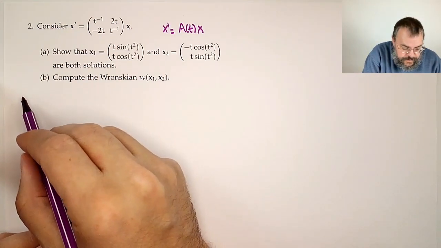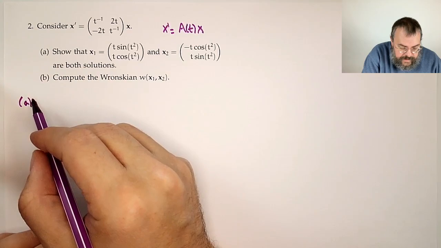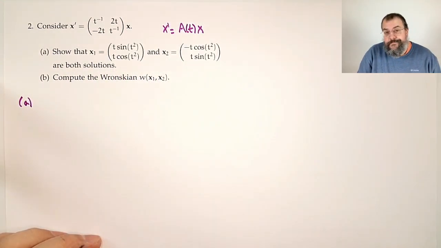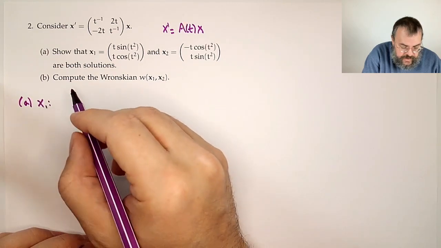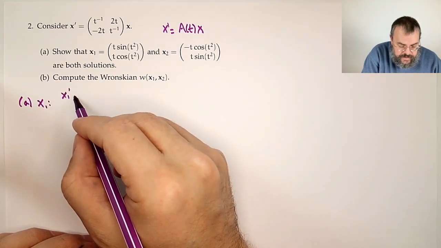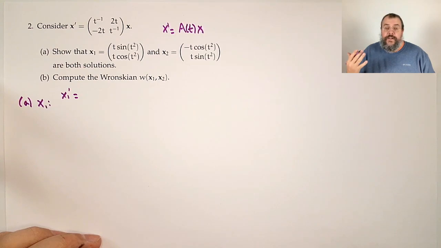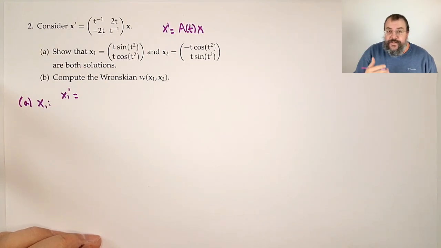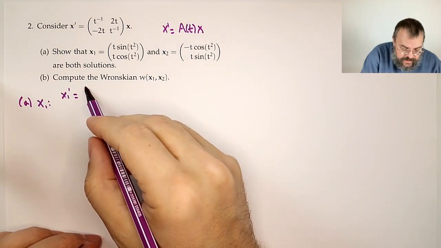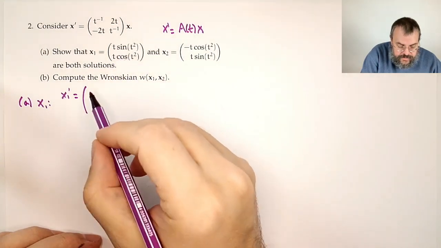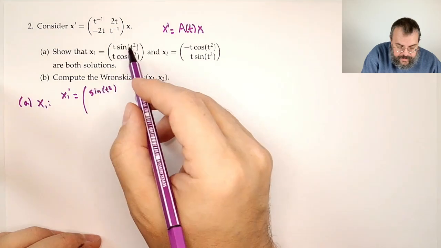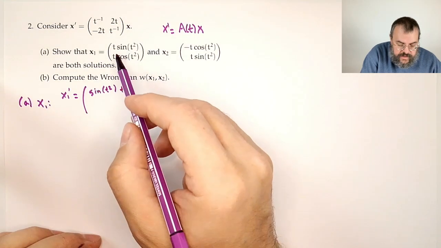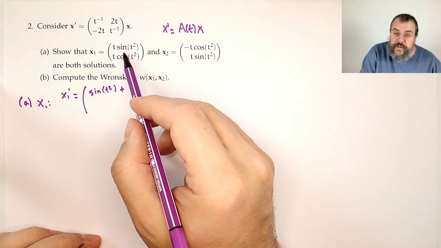So we'll start part A, and there's two functions, so we'll have to do them both. So let's look at x1. We're going to look at x1 prime, and that says take the derivative. The way we take a derivative is just the derivative of each entry. So we'll have to do product rule, so that's sine of t squared, the derivative of the first times the second, plus, and now here, the first times the derivative of the second.